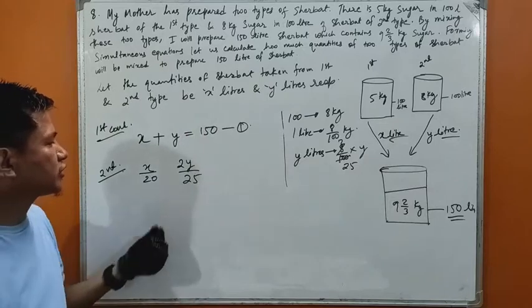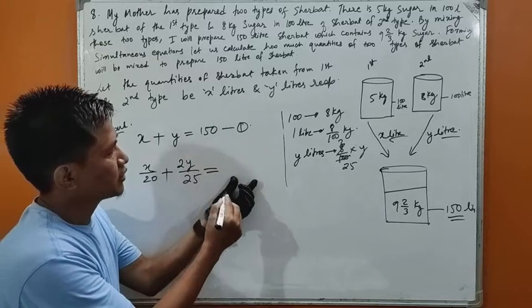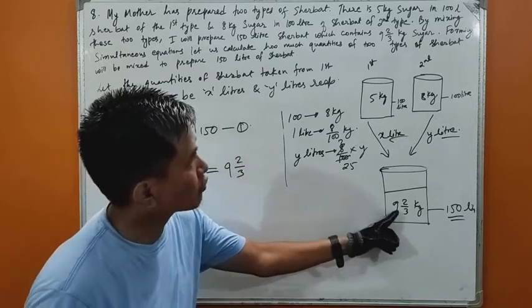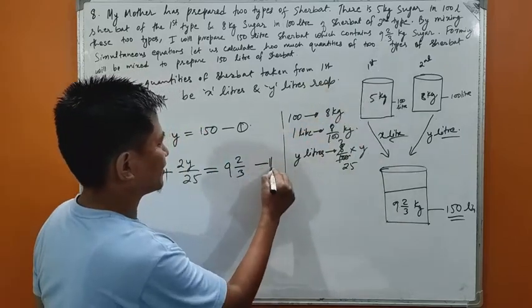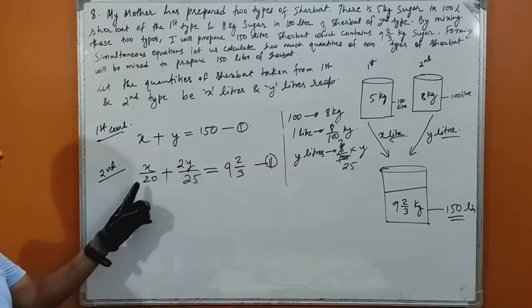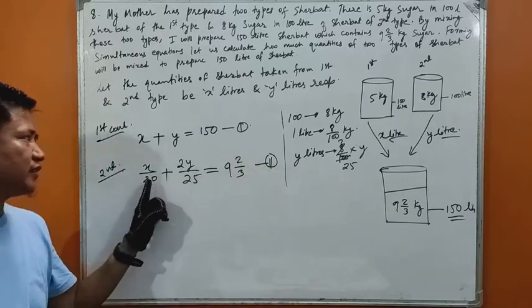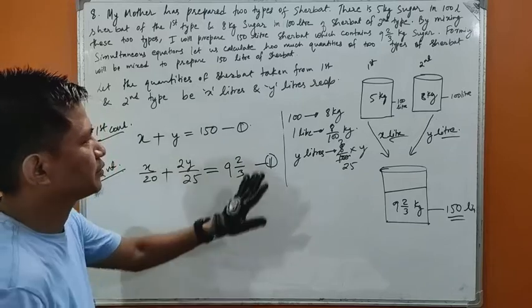So the total quantity of sugar in x plus y liters is how much? 9 whole 2 upon 3 kg, isn't it? This is the total quantity of sugar, 9 whole 2 upon 3 kg. I hope you got this. Now let us simplify this. If there is a number in the denominator, we can take the LCM. If there is a variable like x and y, we should not take the LCM. Okay, please keep this in mind.